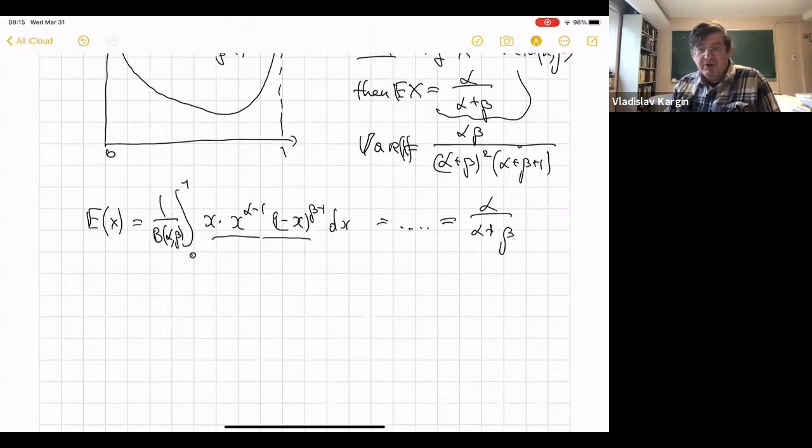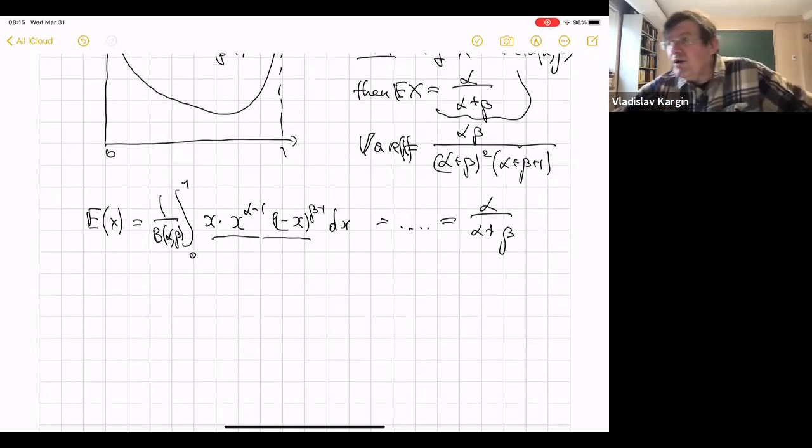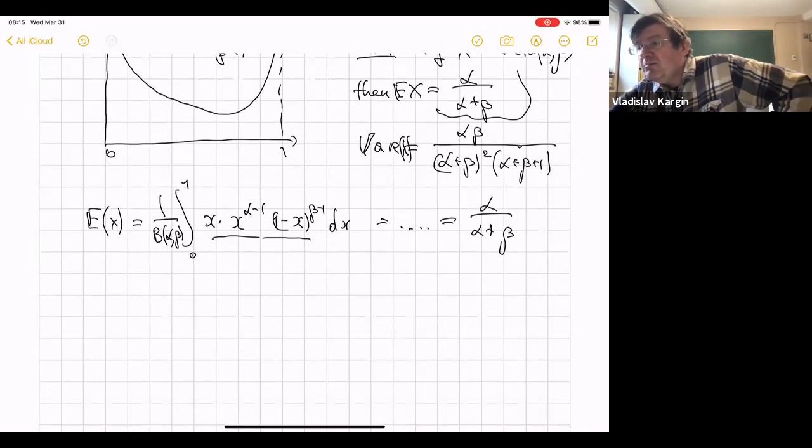The same goes for calculating the second moment. If you calculate the second moment, then you will be able to calculate the variance. So this is how it's done. I skip it because it doesn't add anything to understanding, except that it's a good calculus exercise. Okay, so now maybe an example on this.